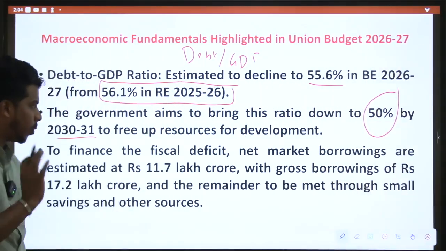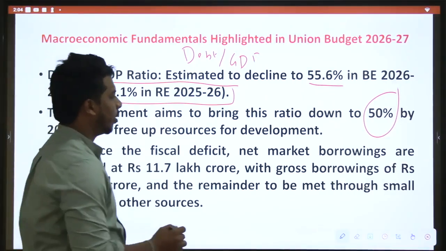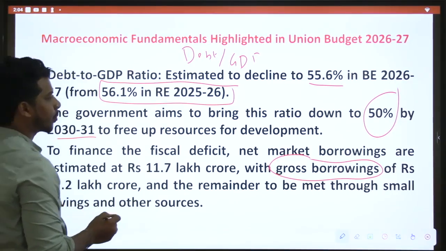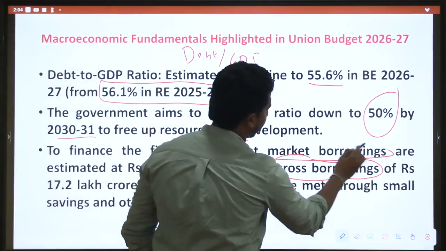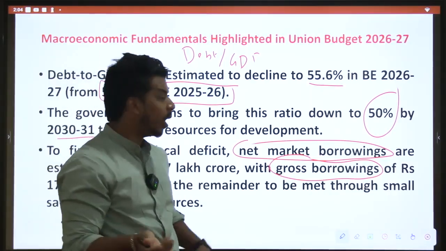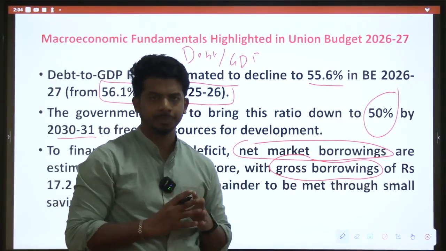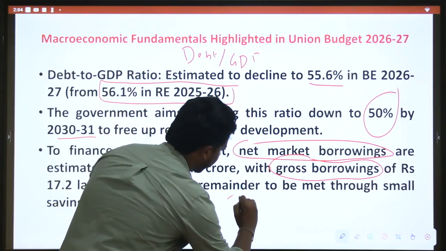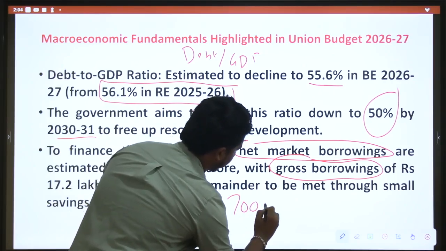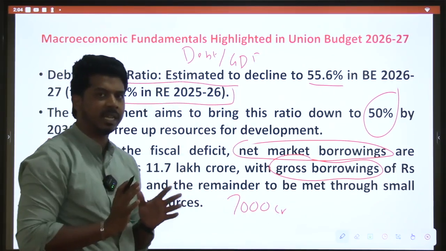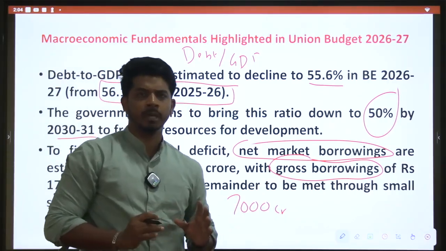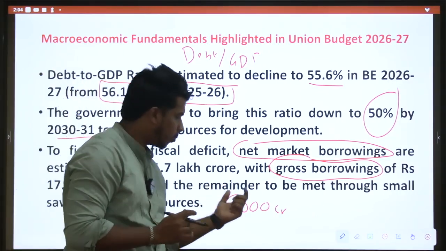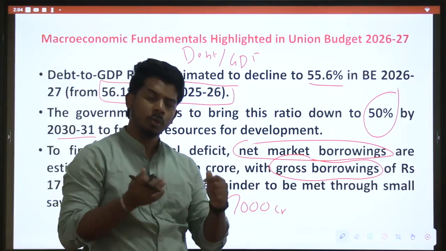So here come two concepts. One is gross borrowings. One is net market borrowings. What is gross market borrowing? What is net borrowing? Let's say for example, the India government is taking 7,000 crore this year for borrowing. Just as an example I am saying. This will be my gross borrowing. All the amount I am borrowing this year, 7,000 crore. But I am not going to use all this 7,000 crore for this year.